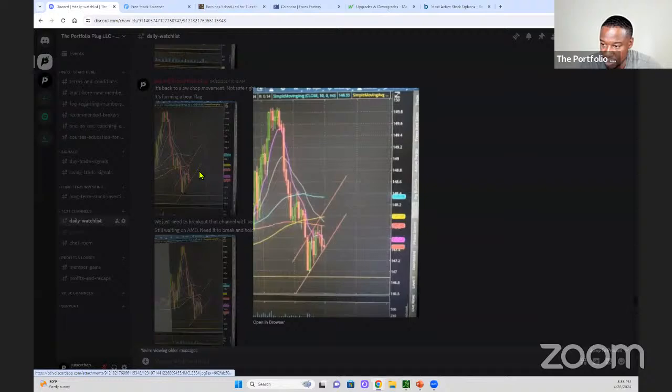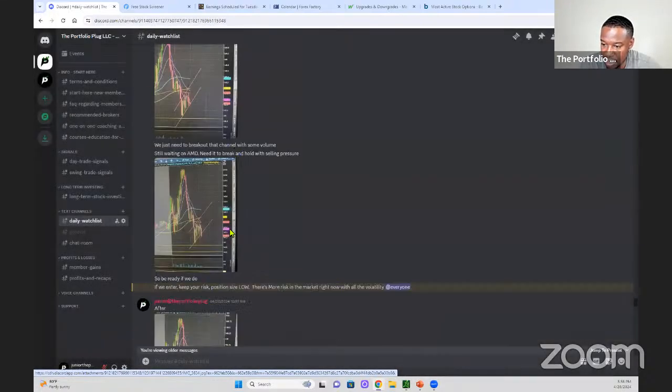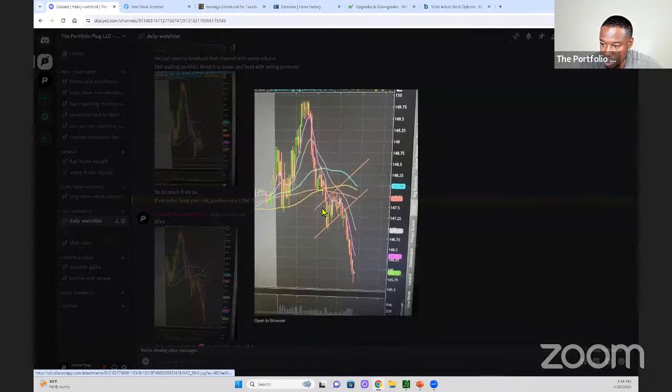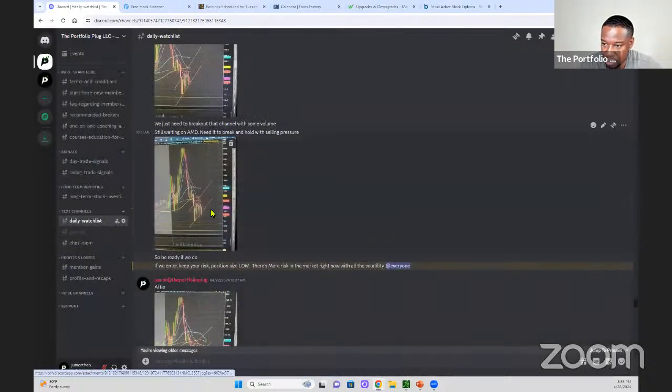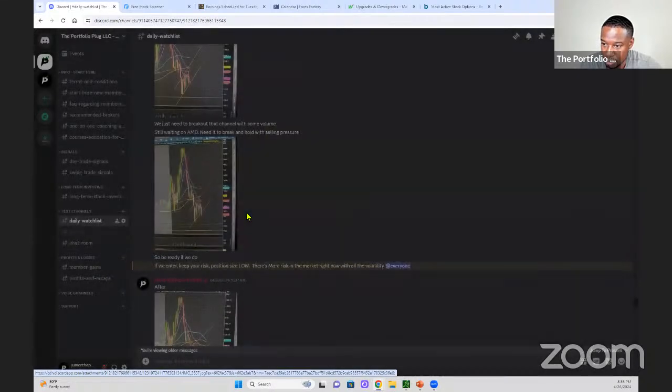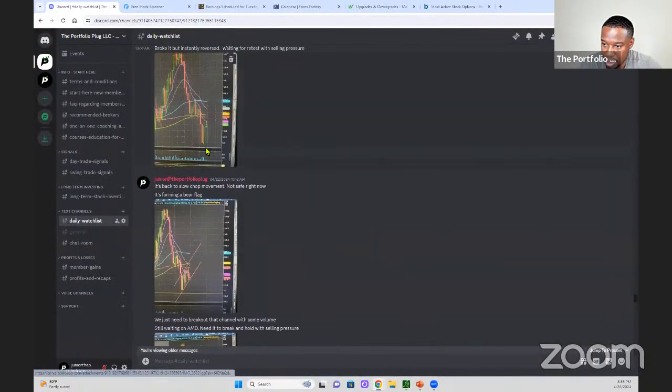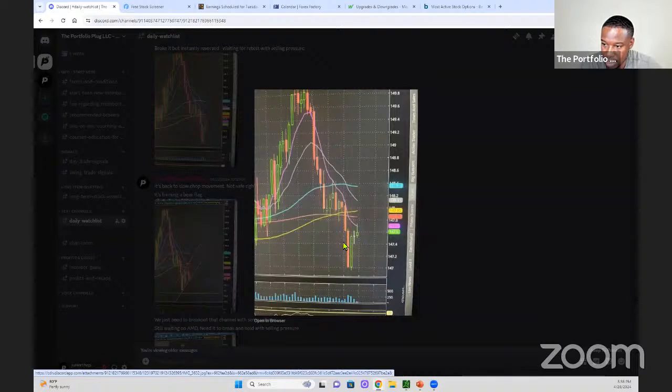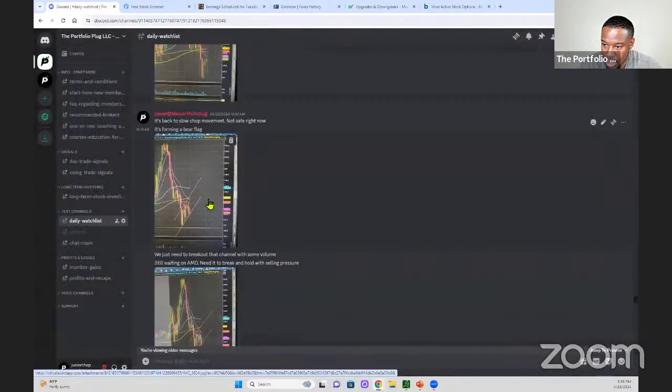So there you go, another bear flag right here. See that? This is another bear flag. This was an AMD trade we made money in. This is a bear flag. As it's developing right here, in that moment, it's forming a bear flag.